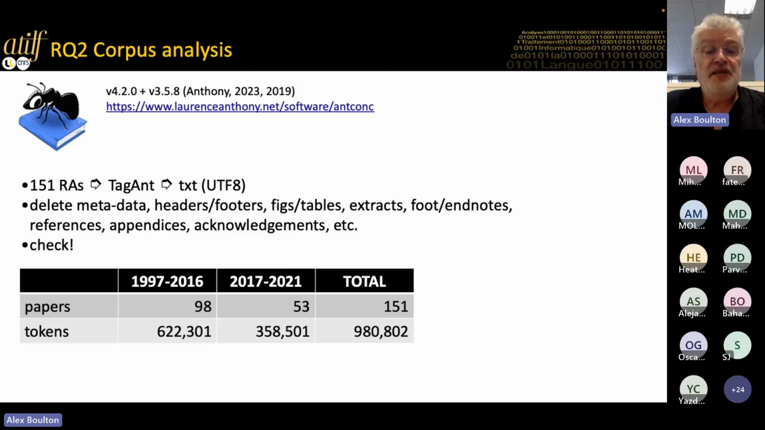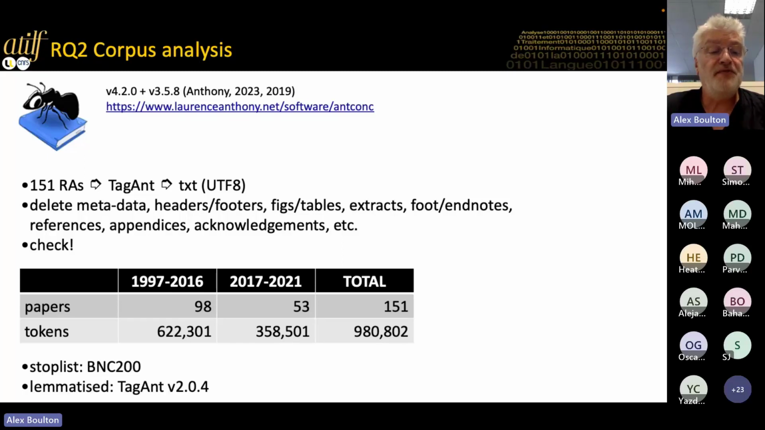So that gives us this breakdown. You can see the number of papers in each corpus, each time period, and the total, and the number of tokens. So we've got in total nearly 1 million words, 2/3 of which in the early period and a third in the second period, the recent period.